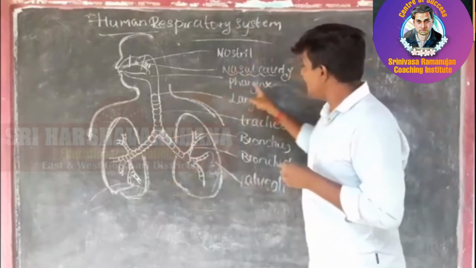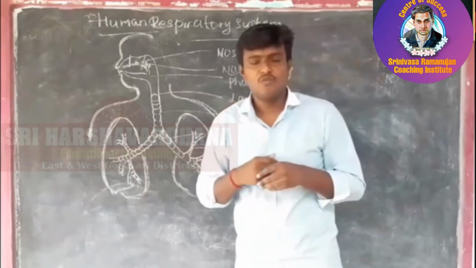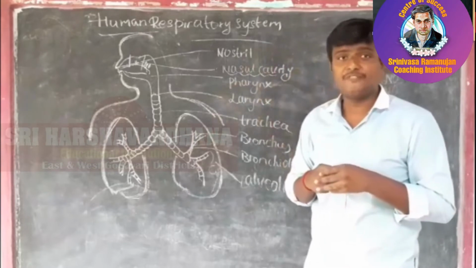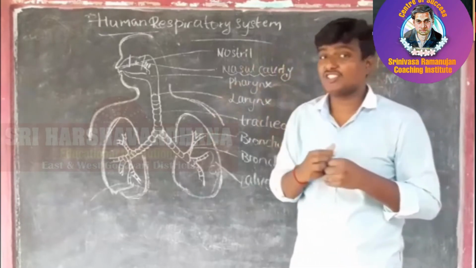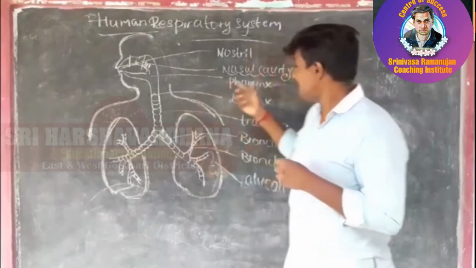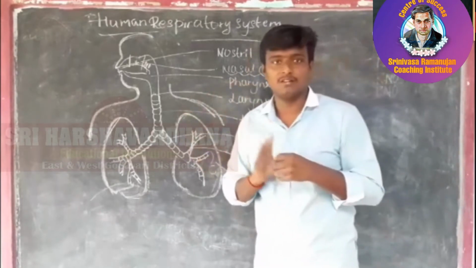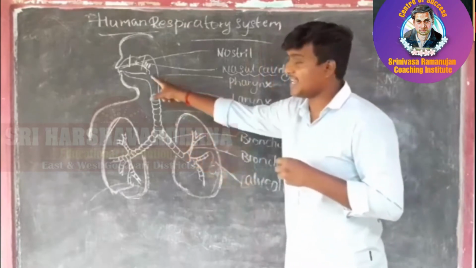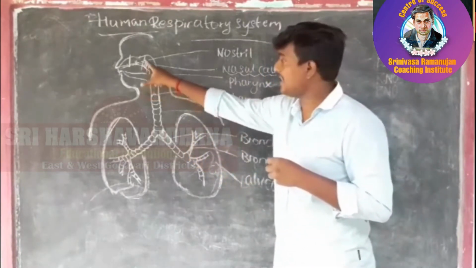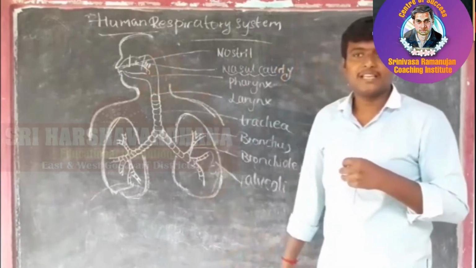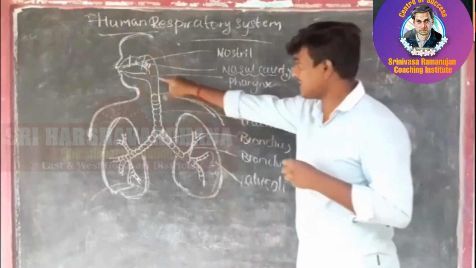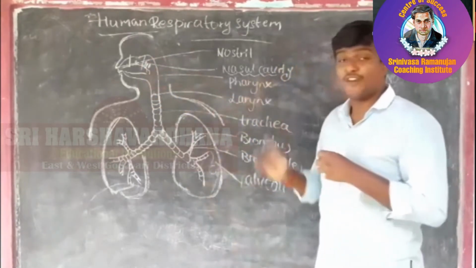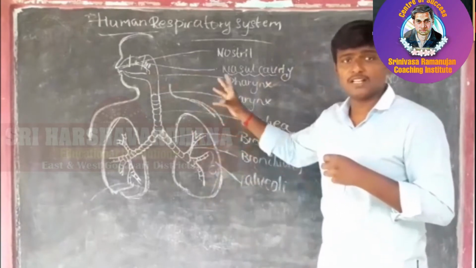The next one is the pharynx. What is the function of the pharynx? You already have some idea about the pharynx, as we already learned about it in the digestive system. The pharynx is not an organ. The pharynx is the common area between the oral cavity and the nasal cavity. The place where they are both joined, we call that place the pharynx.